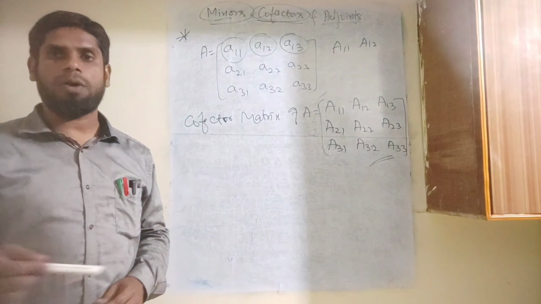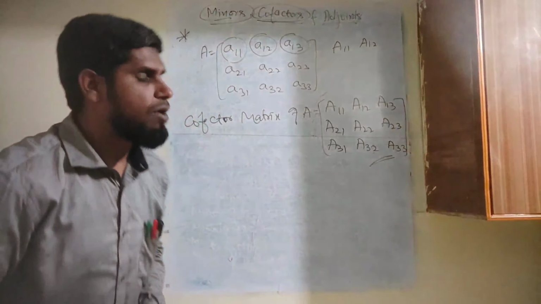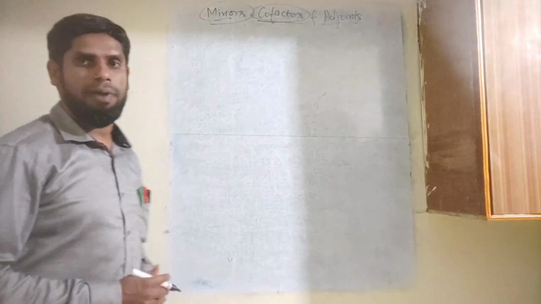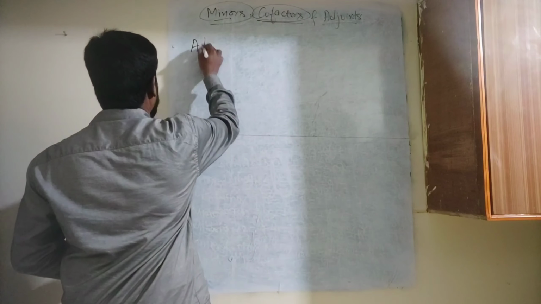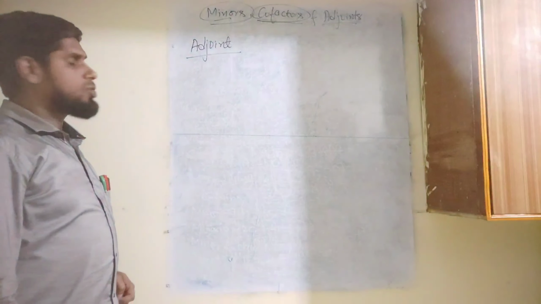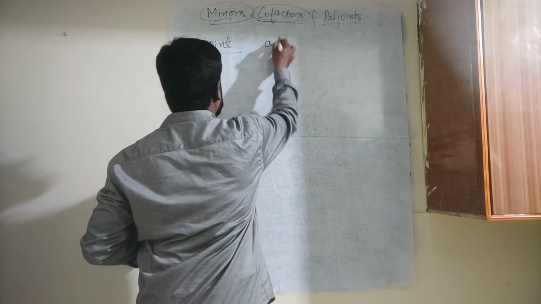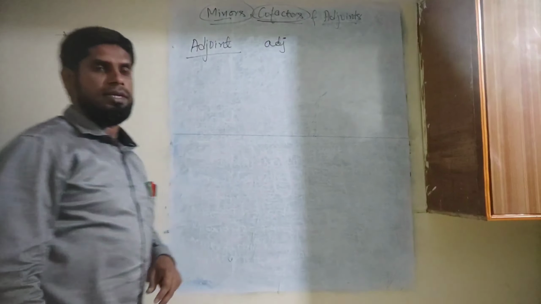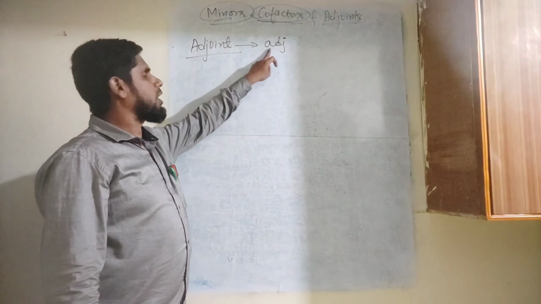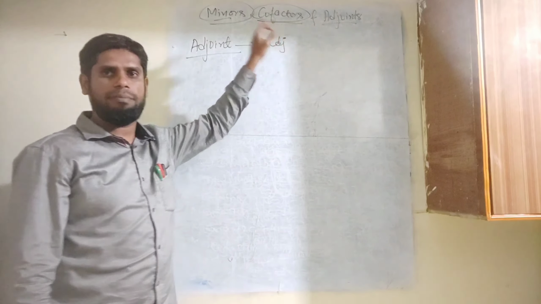Now let us go to the next topic, which is again very important. Okay students, this is about cofactor matrix. Now let us move on to the next topic, which is again very important, and that is adjoint of matrix. Adjoint. Students, it is represented by the first 3 letters, A, D, J. So adjoint can be represented as adj of matrix.